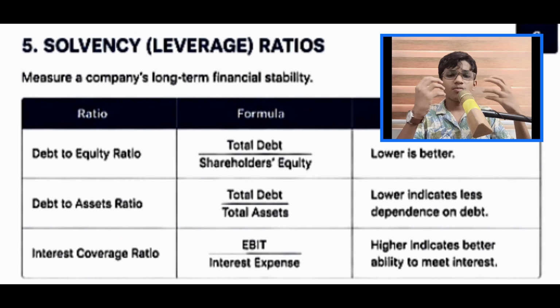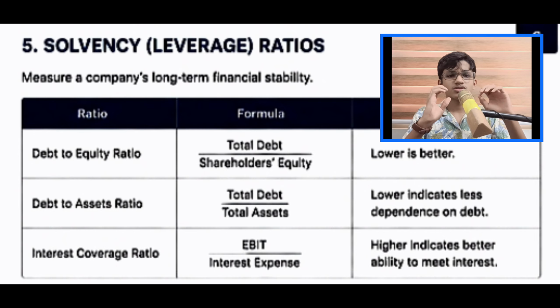While liquidity is about surviving the next 12 months, solvency or leverage ratios measure a company's long-term financial stability, structural safety, and long-term capital allocation choices. First is the debt-to-equity ratio. Generally, a lower ratio is safer, showing that the company relies more on permanent owners' capital than on outside debt.